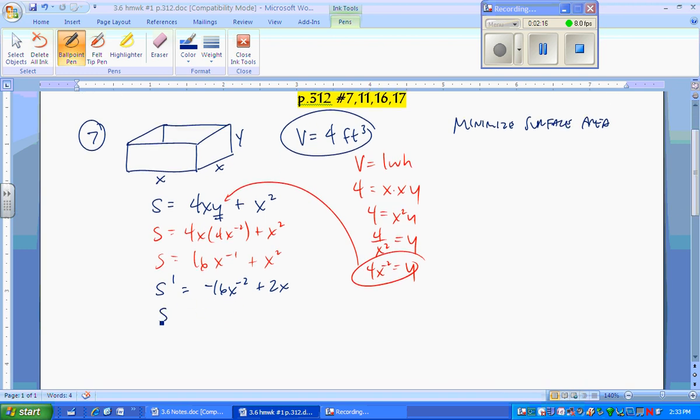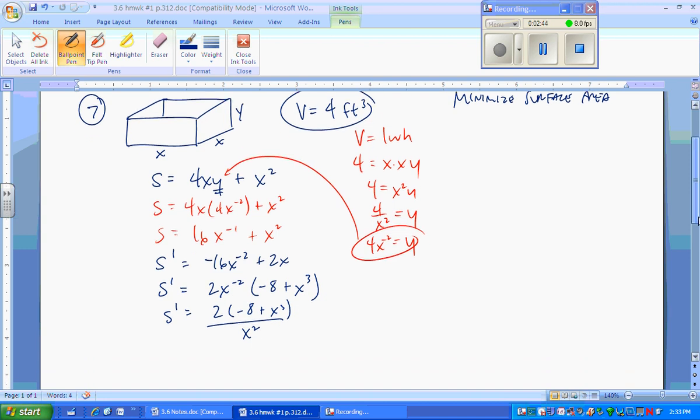So now we can factor out 2x to the negative second. We get negative 8 plus x cubed, because x to the first divided by x to the negative second, we subtract those exponents, we get x cubed. So we can write this as 2 times negative 8 plus x cubed all over x squared.